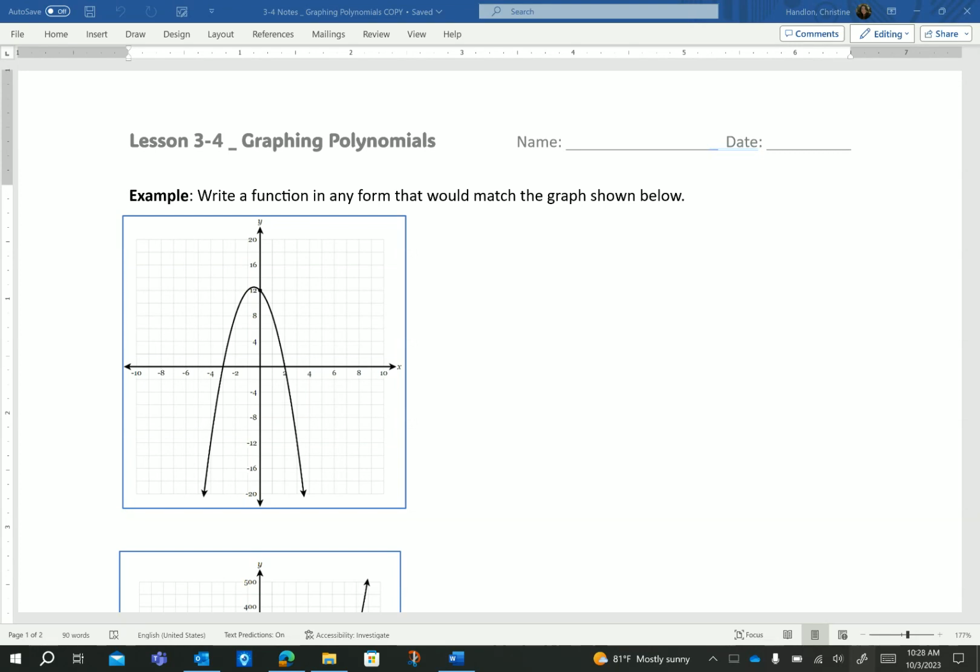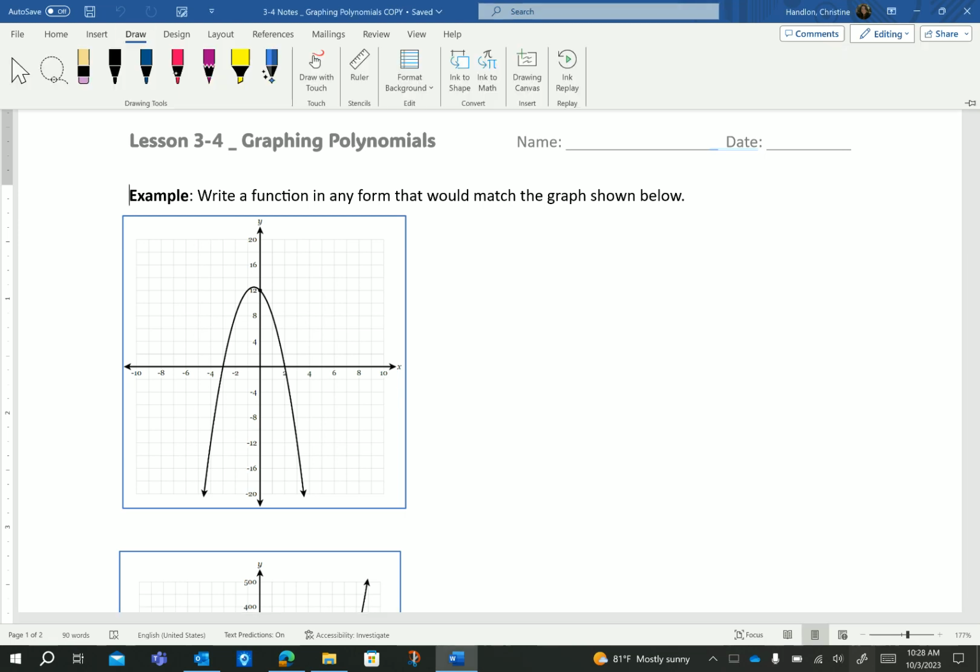Lesson 3-4, Graphing Polynomials, is a wrap-up lesson of all that you have learned in 3.1 and 3.2, as far as all the features go. So let's see how all of that applies so that you are able to read a graph and also sketch a graph. So let's start off here with a graph being given to you.